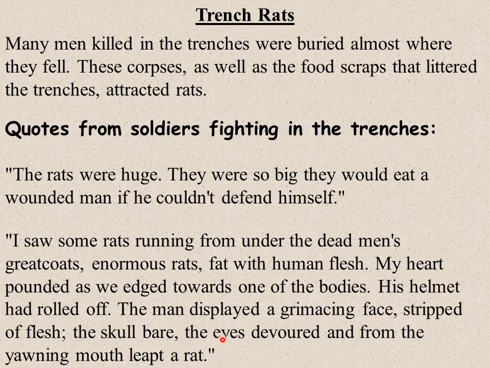So the rat ate the guy's eyes out, which is so gross. But if you go Google a picture of these rats, they are huge. They're like bigger than a football huge. They're very scary to look at. And that's one aspect of trench life that they had to deal with if you're a soldier in World War I. So, write something about the trench rats on your notes. Anything about them.